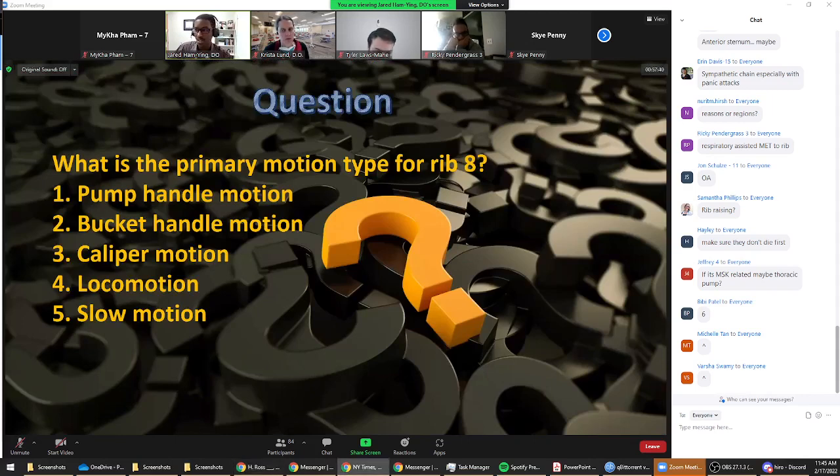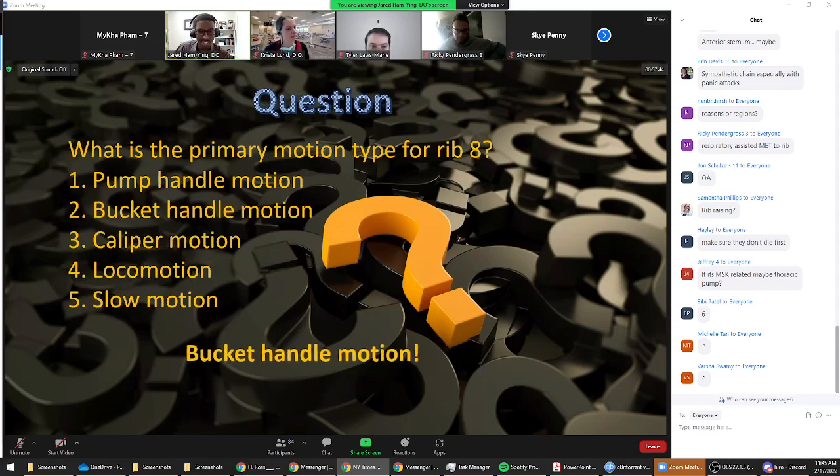Quick question here. I'm going to skip through this for time's sake real quick. What is the primary motion of the radial head? Good job. All right, perfect.